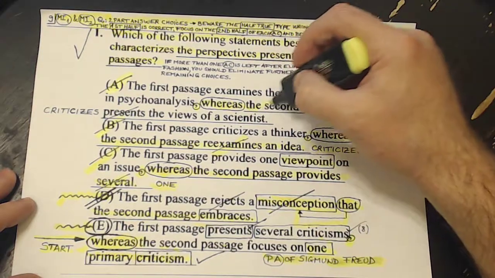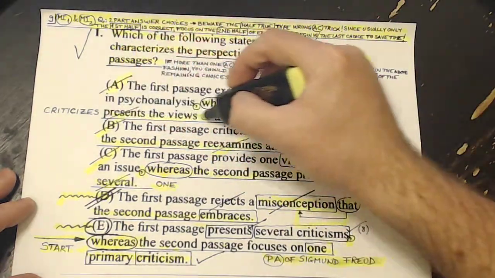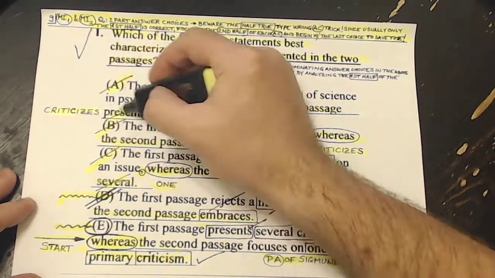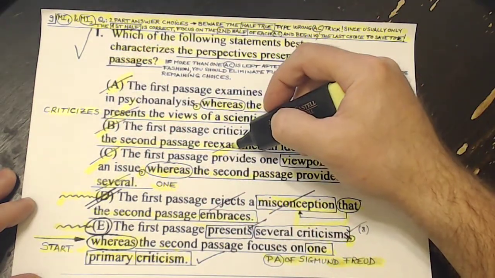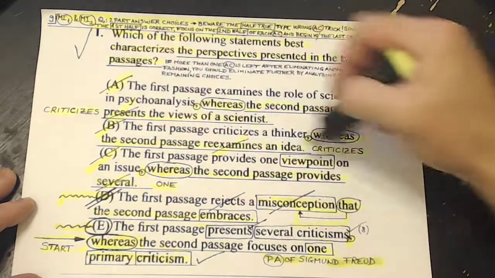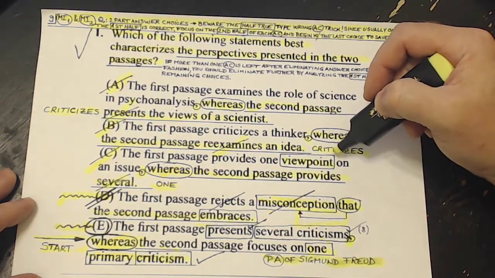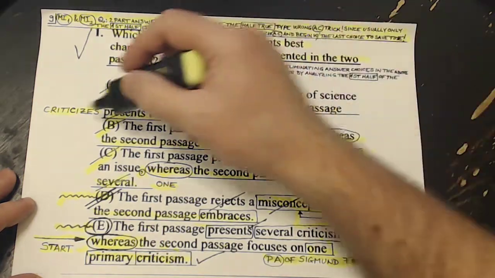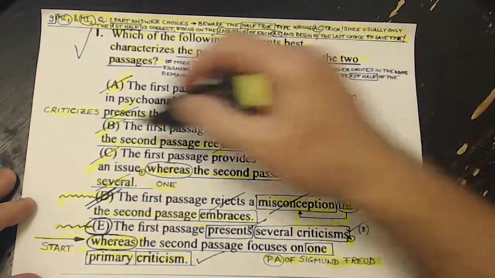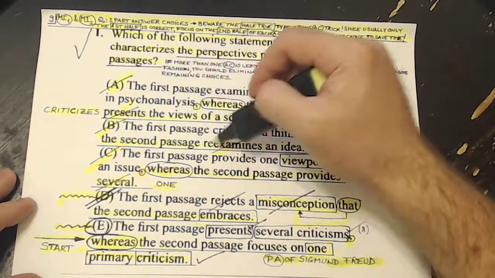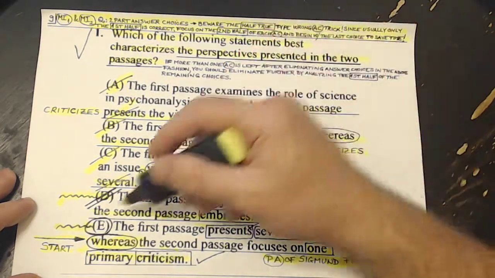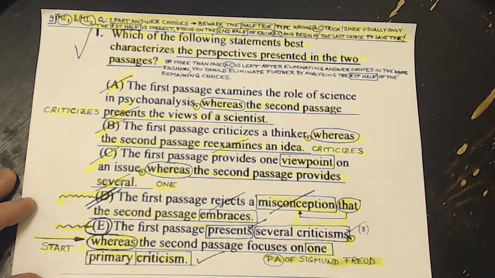Whereas the second passage presents the views of a scientist. It doesn't present them, it criticizes them. Notice present and re-examine, they are weaker statements than criticize. And sometimes stronger statements, if they're supported by the crucial part of the passage, could be correct. So here criticize is more accurate than either presents or re-examines. That's why I eliminated those choices. And so I end up with two maybes at this point.